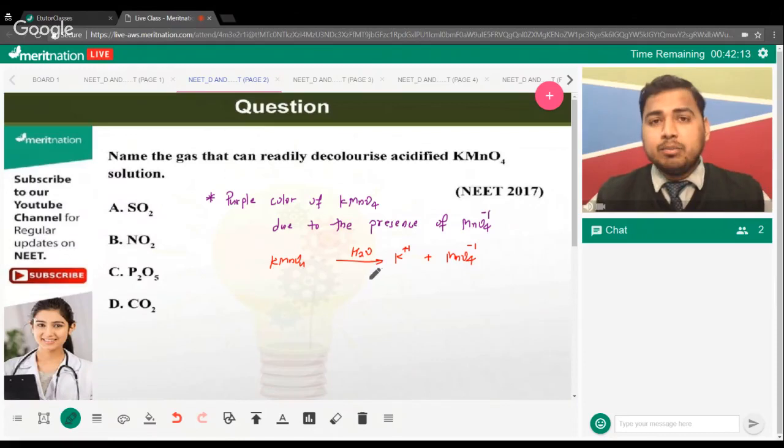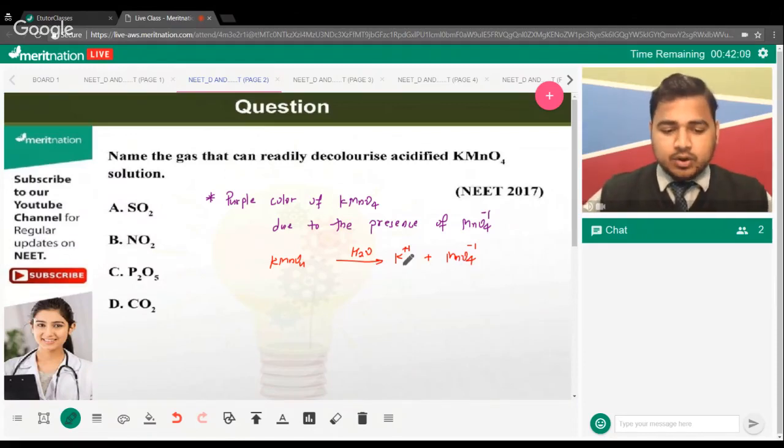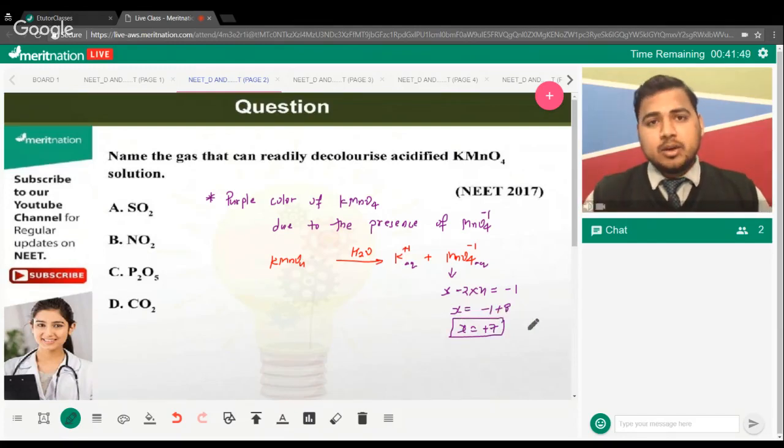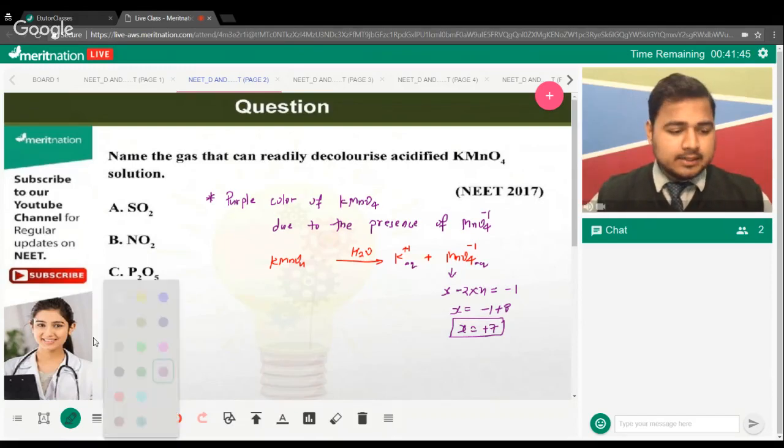Let's understand what exactly will be the changes and how it will be decolorized. These are in the aqueous state. Let's find out the oxidation state of manganese here. This is X. One oxygen shows -2, there are 4 oxygens, and the charge of the compound is -1. X equals -1 + 8, and that X will be +7. So right now the manganese oxidation state is +7.